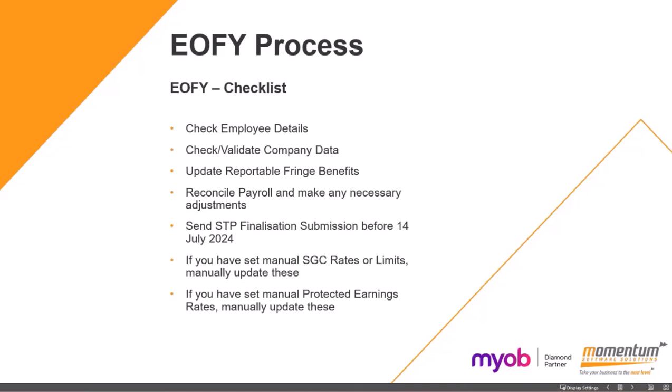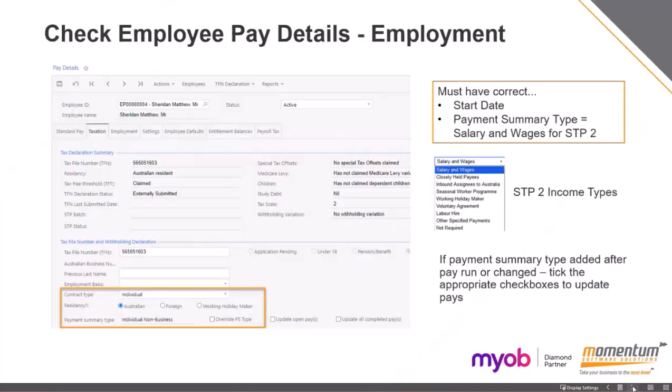Also, if you have manually set protected earning rates, you will need to update those, because we need to make sure everyone is being paid correctly and any additional amount is not withheld. We start with checking employee pay details. You need to go into the pay details. First of all, the employee must have a start date.